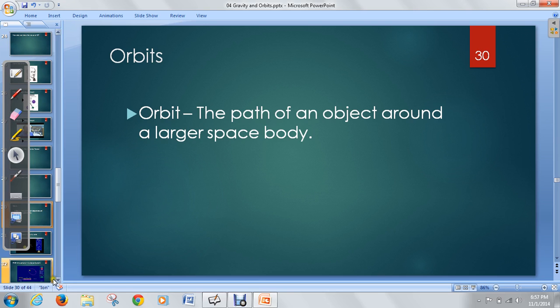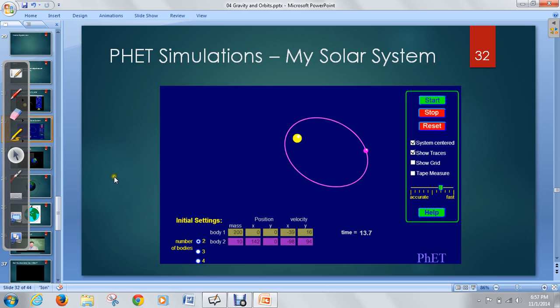In class, we played around with a simulation called My Solar System. If you go to the PhET website, I recommend playing around with it. One of the key ideas of an orbit is that it will rotate around the center of mass of that orbit. For example, in this picture we have a small planet orbiting the sun, a larger space body. Because the sun is so big compared to this little planet, the sun is pretty much the center of mass, which is why the planet orbits the sun and not the sun orbiting the planet. But if you had two bodies about the same size, like in a binary star system, they'll actually orbit around their shared center of mass.